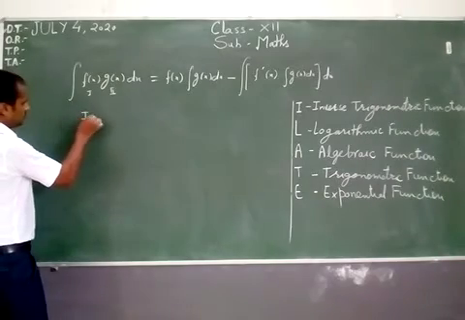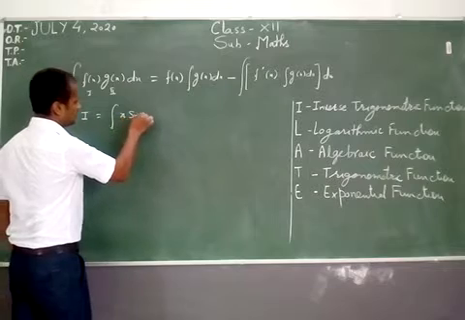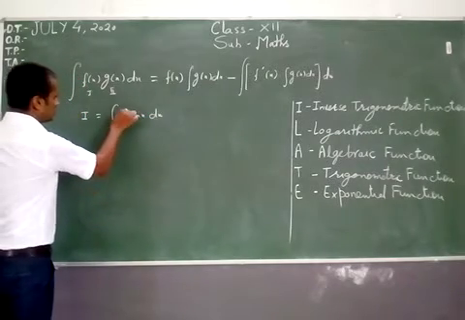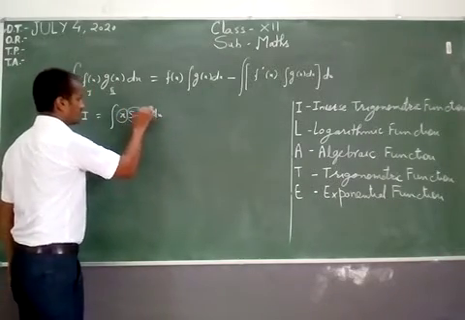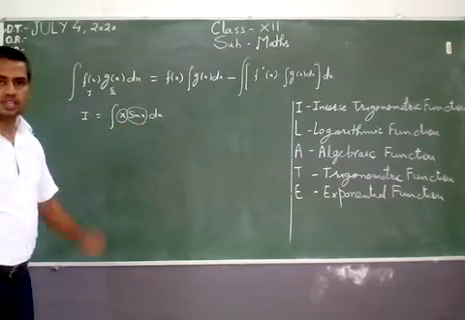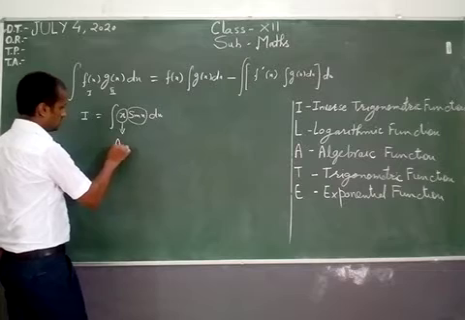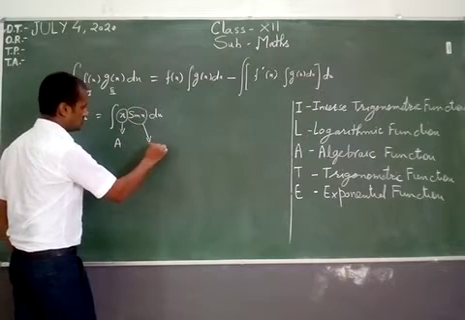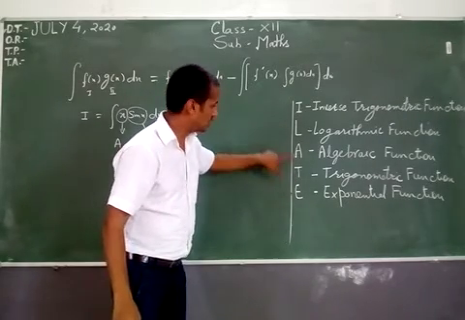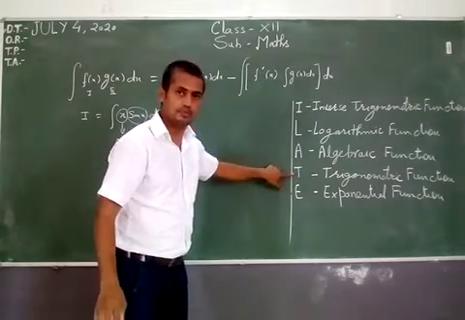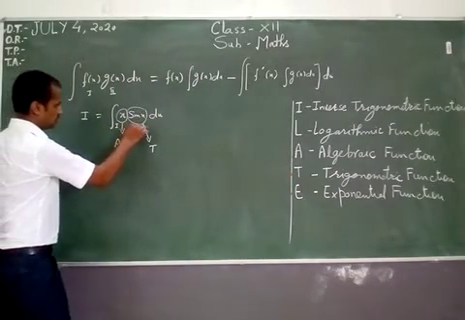Suppose that we have two functions in multiplication, x sin x dx. This function is algebraic and this is trigonometric. How can we choose first and second? According to ILATE, now you can see the algebraic function is A and this is T. A comes before T, meaning the algebraic function comes before the trigonometric. So we can assume this is first and this is second.